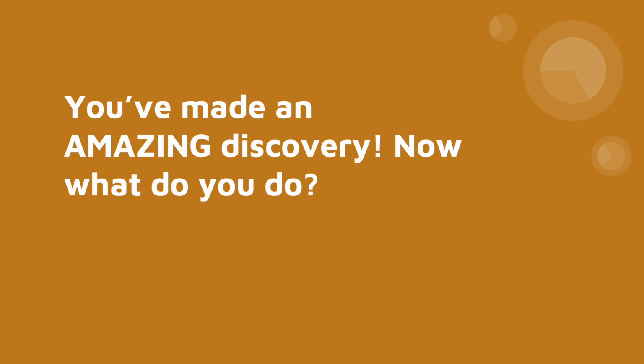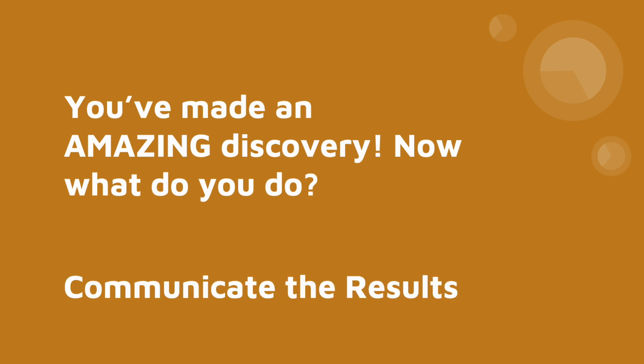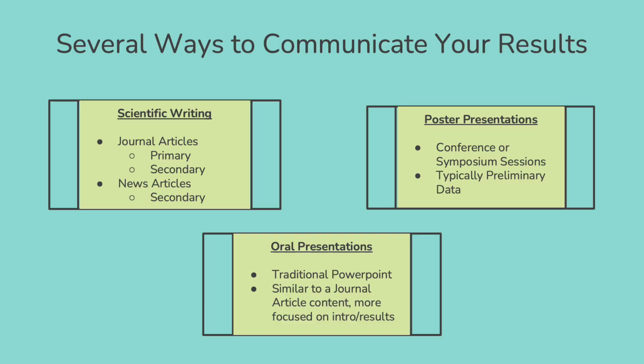Typically, we want to tell somebody about it, right? So we've got to communicate the results. How do we do that? So there's several ways to communicate your results. Scientists will communicate their results through scientific writing. That's either in journal articles or news articles. So peer-reviewed journal articles can either be primary sources or secondary sources, and news articles are always secondary sources. We're going to talk about those types a little bit later because we're focusing on this today.